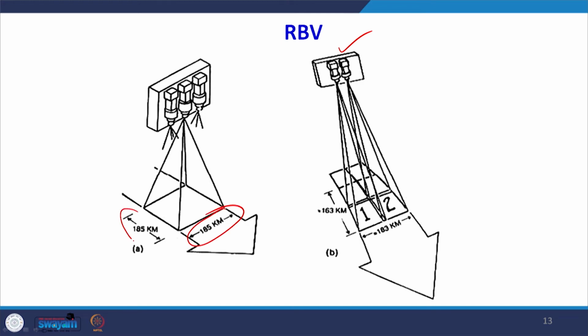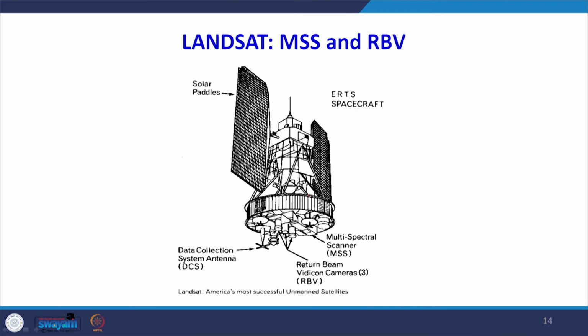So, the scene size was also 185 kilometer by 185 kilometer, but later on it becomes 183 kilometer to 163 kilometer, and these 2 RBV cameras were looking at the adjacent area, successive scenes. Landsat MSS and RBV. So, this is the figure diagram of Landsat satellite, and you can see the RBV systems where these camera systems are fitted at the bottom part of that.